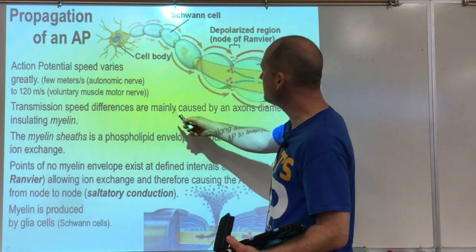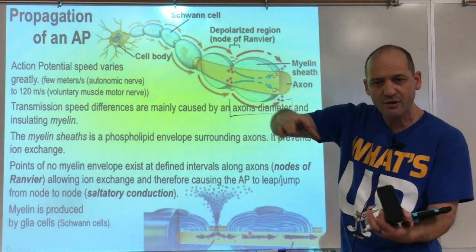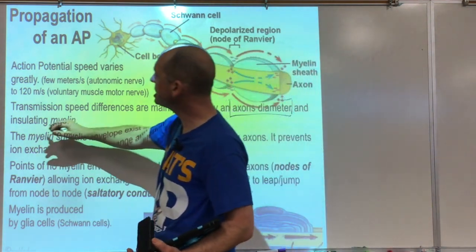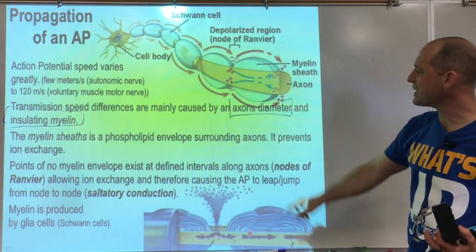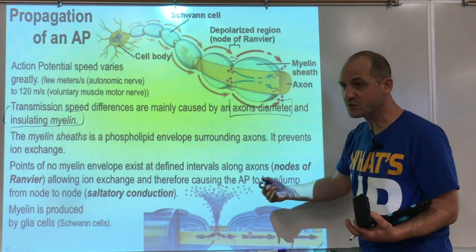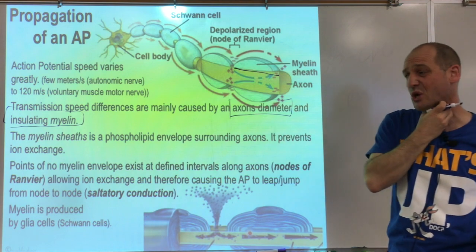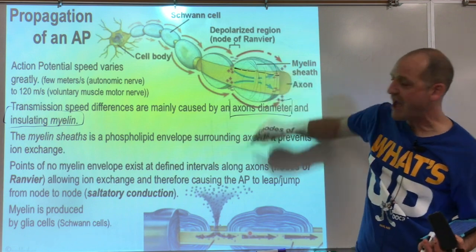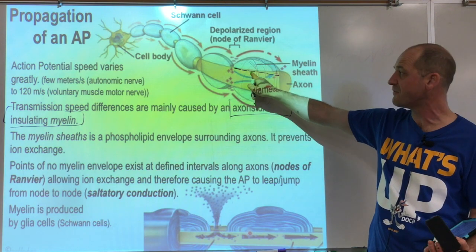The transmission speed difference is mainly caused by how large an axon is, like the diameter, how big it is, but also by whether it is insulated by myelin or not. And the myelin sheath is a phospholipid envelope that surrounds the axon, and it prevents ion exchange. So now you've got like this regular insulator here, that's the cell membrane, and actually it's another cell, called a Schwann cell, and you wrap stuff around it and make an envelope of more fat and just make sure no ions can go in and out. There's no channels in that one, only in the first one.